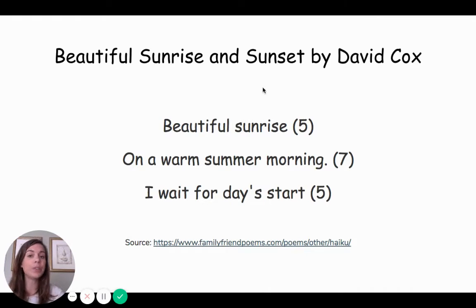This poem is called Beautiful Sunrise and Sunset. The first line says, beautiful sunrise. Let's check that that's 5 syllables. Beautiful sunrise. That's 5. On a warm summer morning. 7 syllables. I wait for day's start. That's 5 syllables. Just like in the other poems we've written, each line does not have to be a perfect sentence. The most important thing to remember for haiku poems is how many syllables need to be on each line.